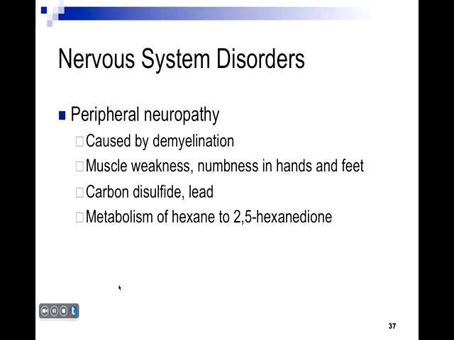And some chemicals can cause peripheral neuropathy. This is a type of condition that's caused by the myelin sheath of the long nerves being broken down. So it's kind of like the insulation on a wire being worn out, and so that it short circuits what the nerve is supposed to be doing. This can lead to muscle weakness, numbness in the hands and feet, and chemicals like lead, carbon disulfide are known to do this, as well as hexane, which is metabolized to a metabolite called 2,5-hexane-dione, which also leads to demyelination.